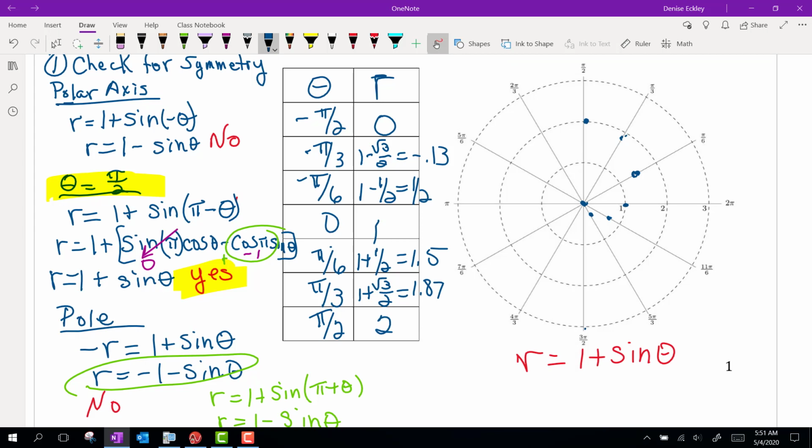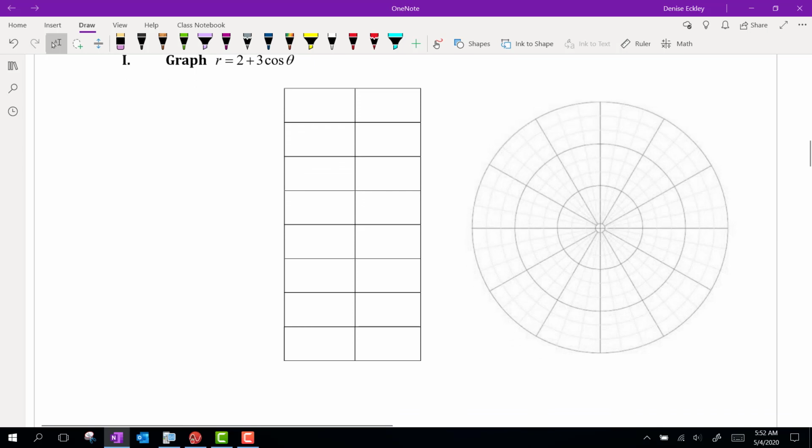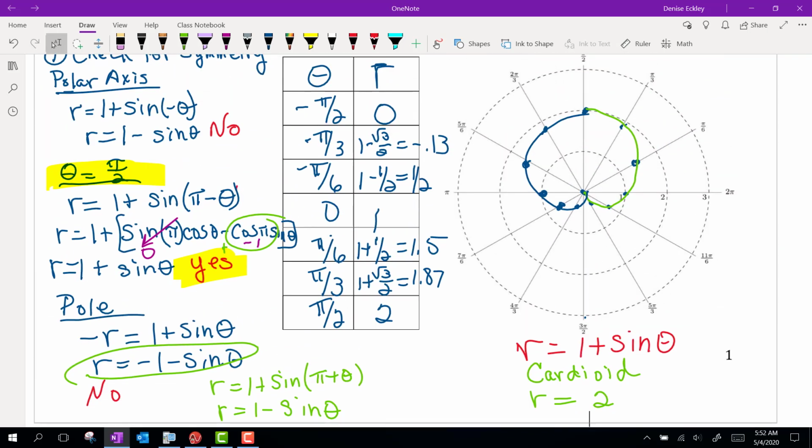So I am going to trace these points in the order that I did them, and then I'm going to reflect them. So I have one here, I have one here, I have one here, and then 1.5, 1.87, and then 2. So those are my reflected points. So this shape looks kind of like a heart. It is called a cardioid. And the maximum length of r is going to be 2 units. Okay, I'm going to stop there for the first video and pick up our graphing in the second video.